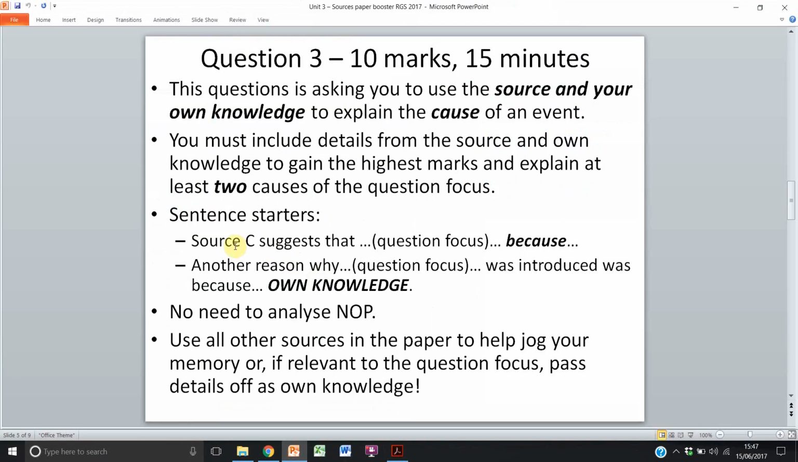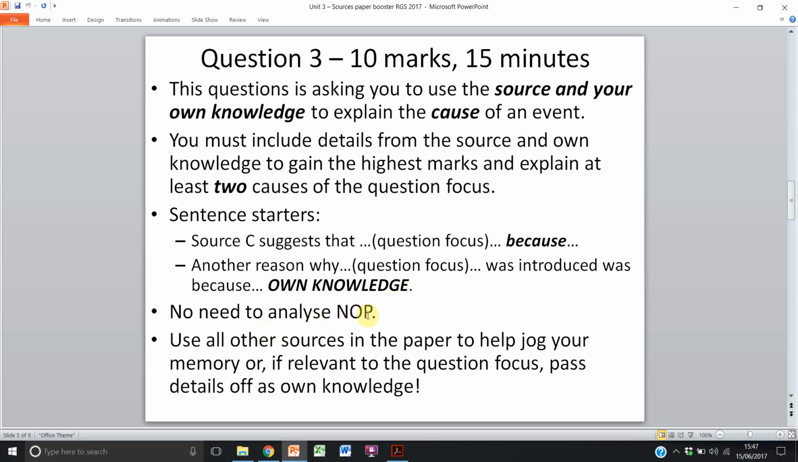Okay? I've got some examples here of some sentence starters. So, source C suggests that the government introduced rationing in 1918 because, and then your first reason. I can tell this because the source states, and then you give a quote from the source. In all 5 questions, you must always back your points up, unless they are based on own knowledge, with quotes or evidence from the source. Another reason why the government introduced rationing in 1918 was because, and then you start to use your own knowledge.